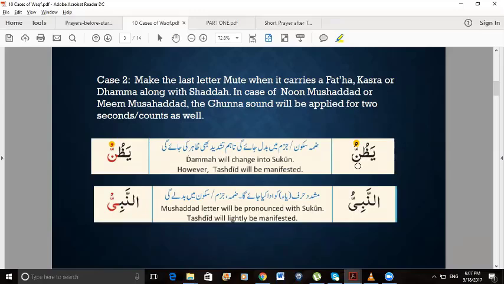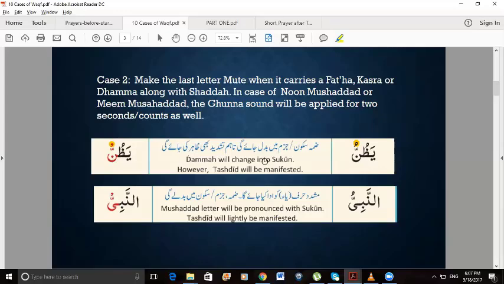Noon mushaddad means a noon with a shadda on top of it. It says, in case of noon mushaddad, the ghunna sound will be applied for 2 seconds. So in normal circumstances, you should pronounce this noon ghunna sound for 2 seconds. Yazunnu. I'm holding the noon sound in my nose for around 2 seconds. Now when you're pausing, this rule stays the same. So you have to pronounce this, keeping the noon sound in your nose for around 2 seconds. Yazun.